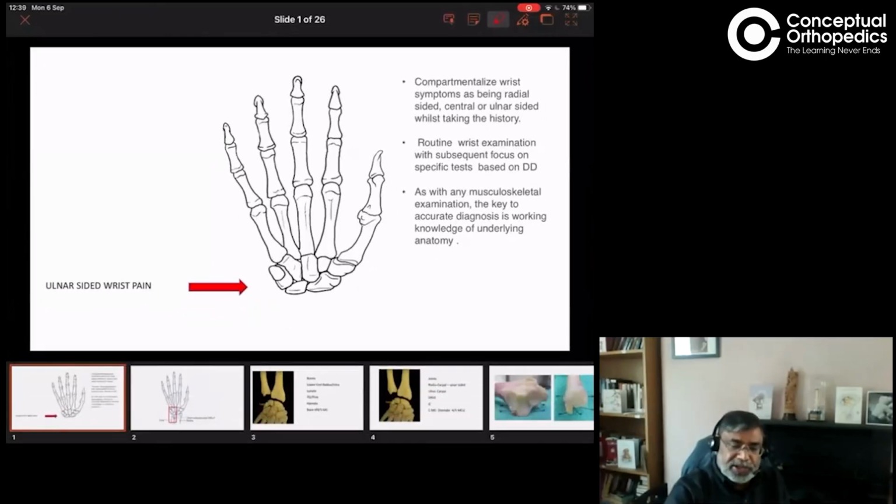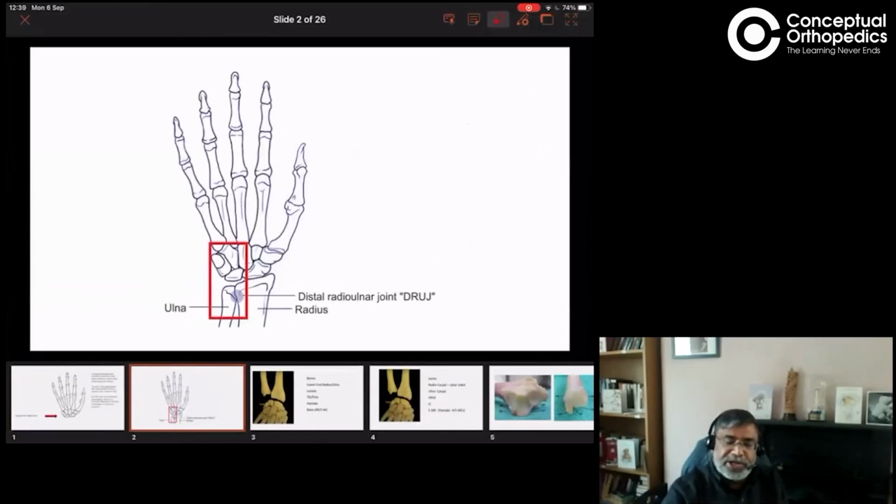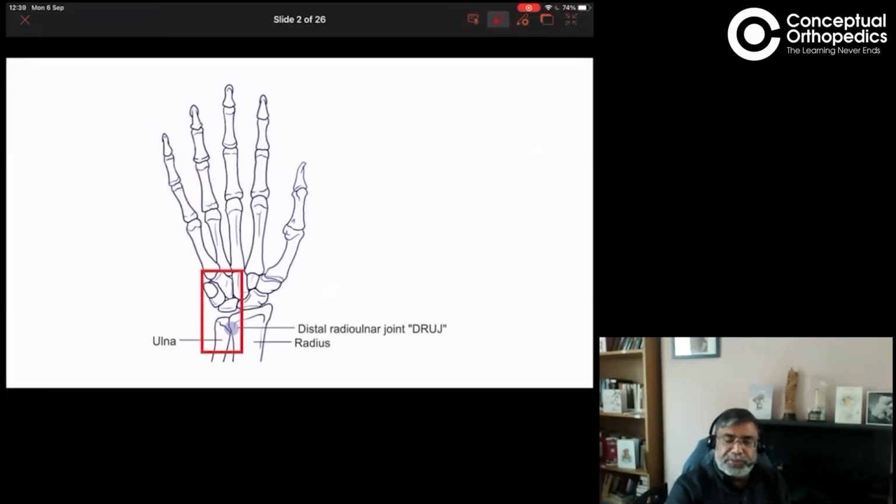As we already mentioned that we have dealt with the radial sided wrist pain before. So this area we have already dealt before, and the central area actually can superimpose. So wrist pain can be superimposed. Sometimes the ulnar sided pain can be coming from your central wrist pain. So you have to know all the differential diagnosis for that area.